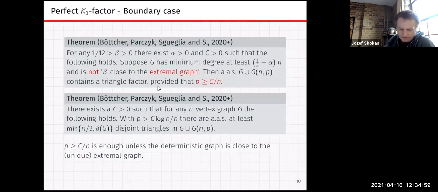So I put here two other statements, and they look kind of complicated, but let me just try to tell you the meaning of these two theorems.